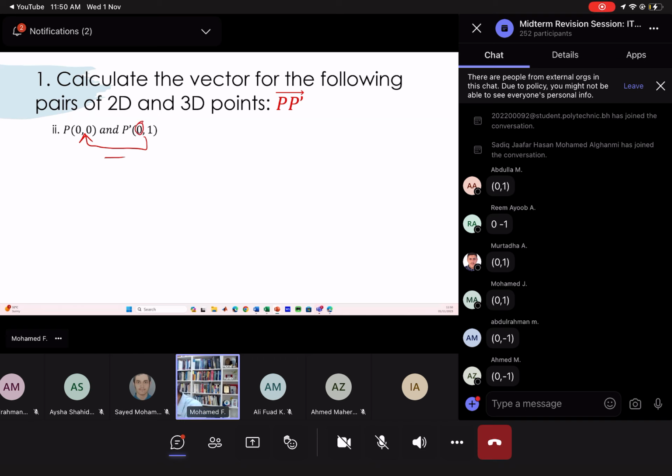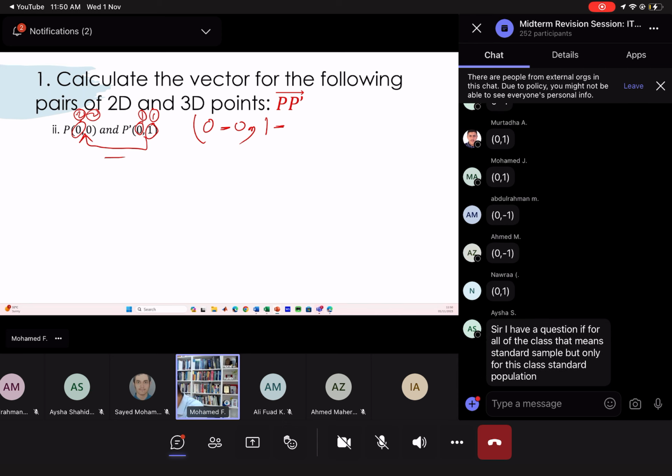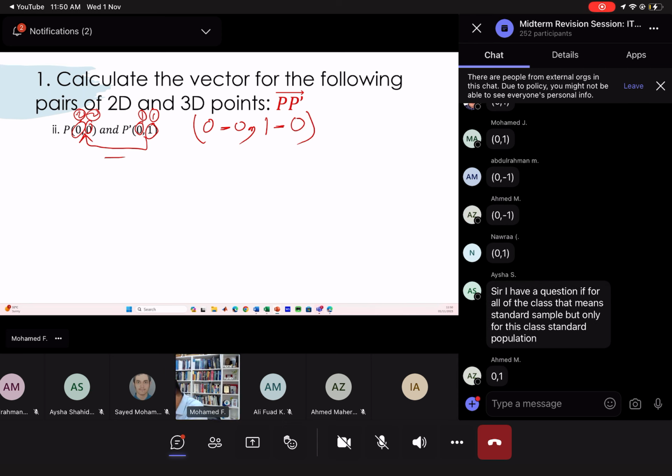These are the x points. This is first, you put it. This is second. This is first. This is second. So 0 minus 0, comma, and here 1 minus what? 0. Which is going to be what? 0 and 1.